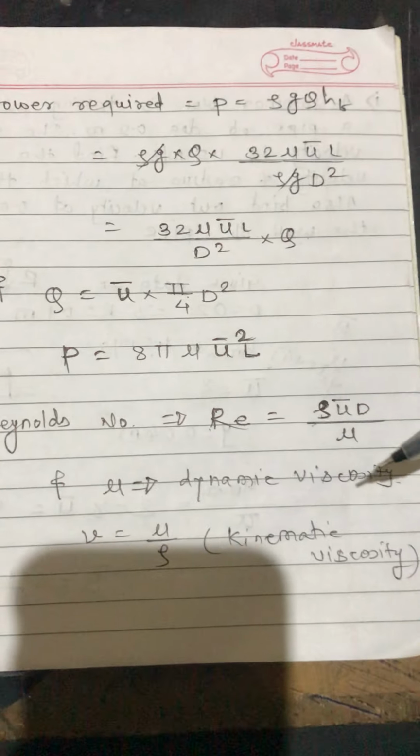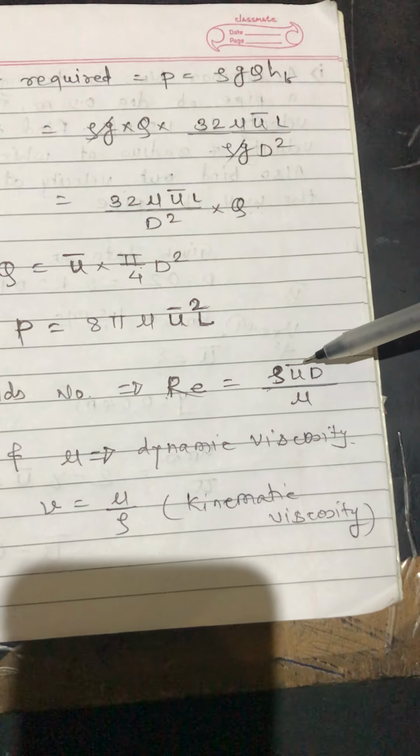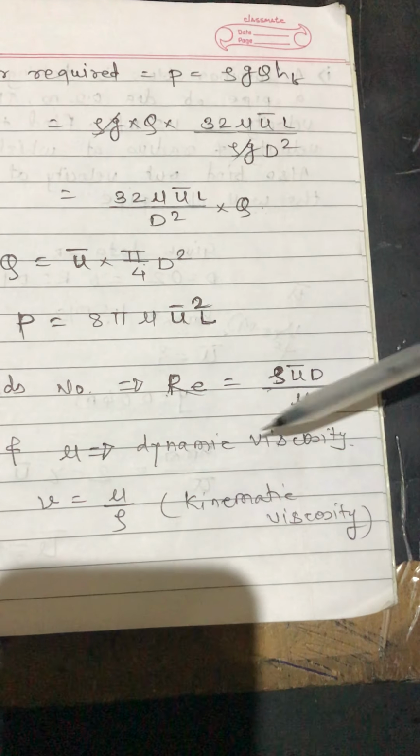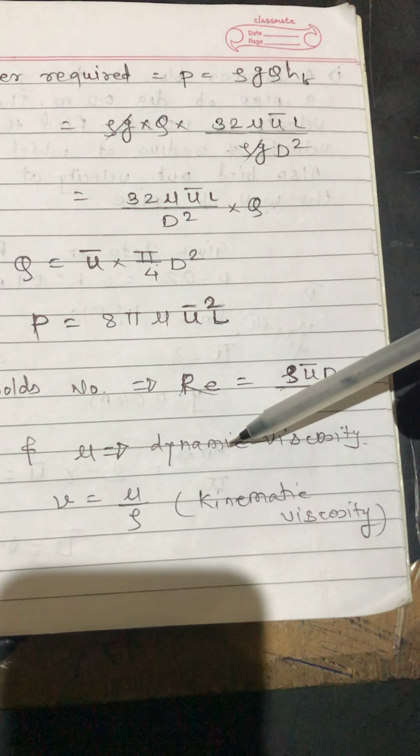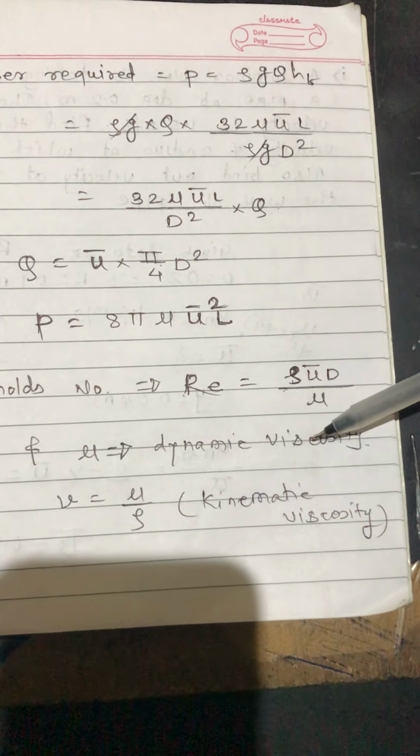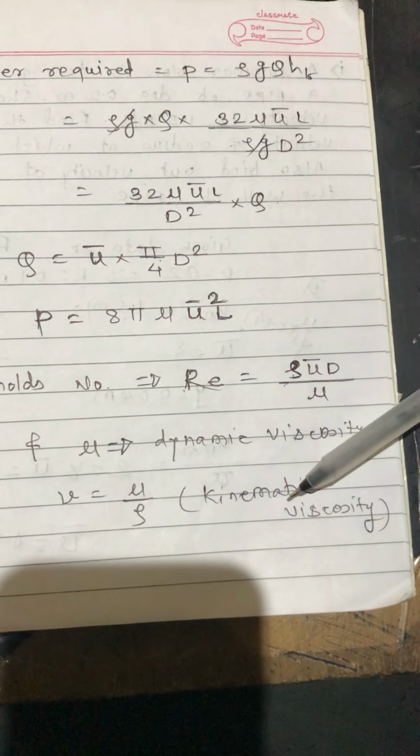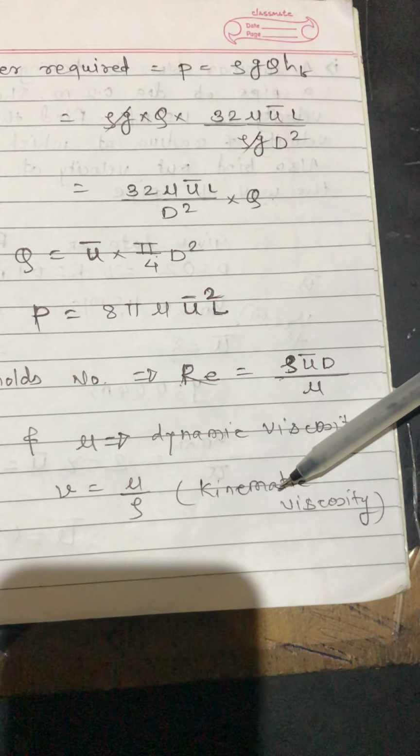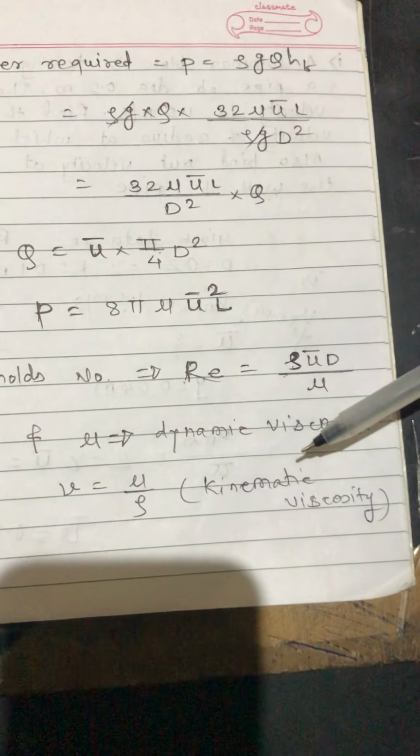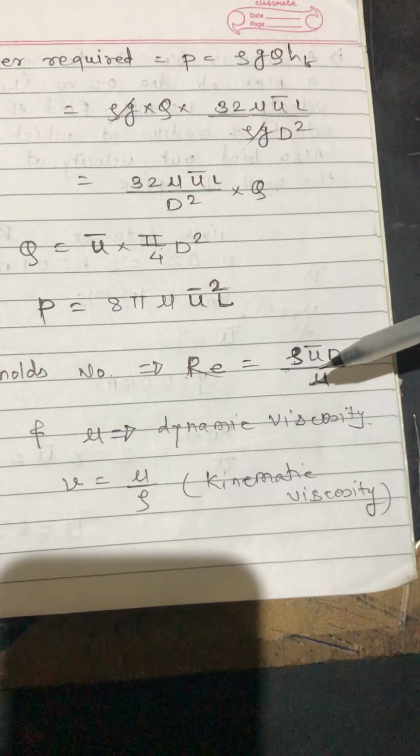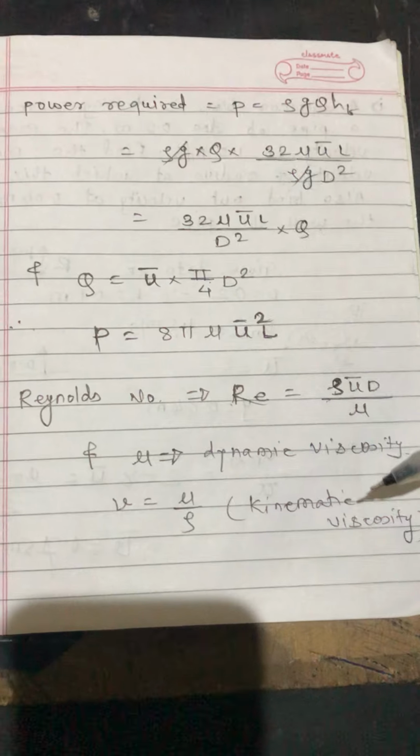And Reynolds number, as you know, is equal to rho into u into d divided by nu. Here u is the average velocity, and this capital nu is the dynamic viscosity, and small nu is the kinematic viscosity. The dynamic viscosity is in poise, and the kinematic viscosity is in Stokes. Conversion: 1 poise is equal to 10 raised to power minus 1 kg per meter per second, and 1 Stoke is equal to 10 raised to power minus 4 meter square per second.